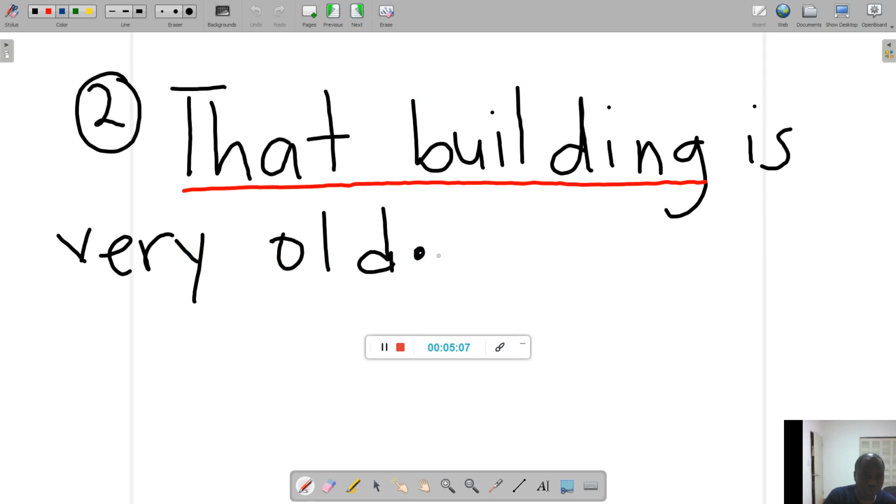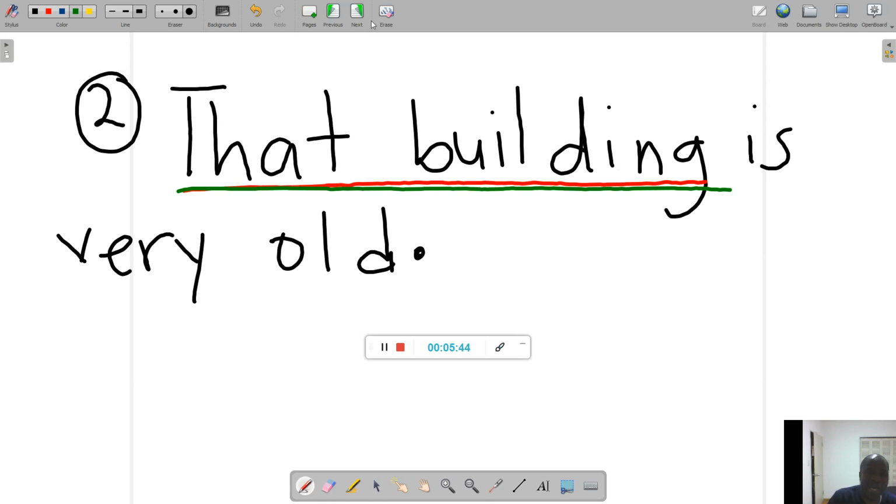Let's move on. Our example number 2, that building is very old. So the subject we are talking about is that building. We are talking about not just building, but that building. What kind of building? That building. That building is very old.